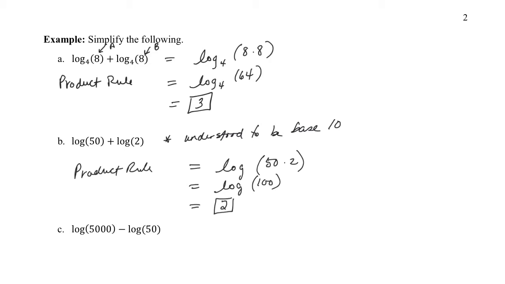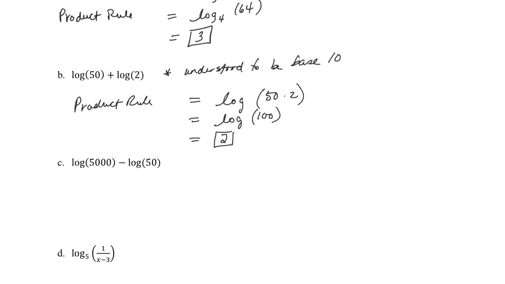For C, the log of 5,000 minus the log of 50. Now this time, instead of having addition, I've got subtraction, so that tells me I'm going to use the quotient rule. This will be quotient rule.